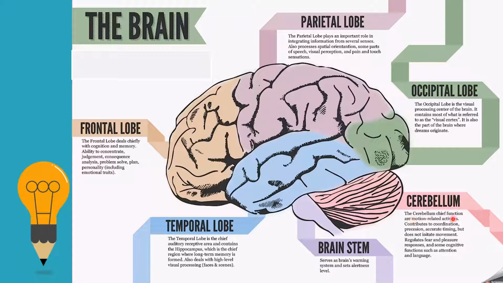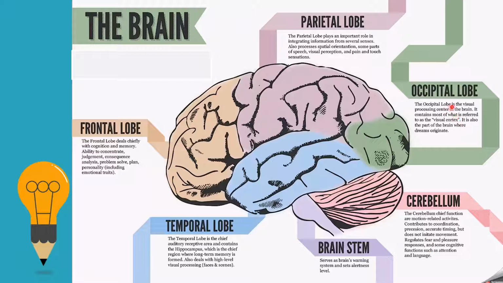So you've got the cerebellum. The cerebellum is motion related, so its functions are motion related activities. More motor skills, so it contributes to coordination, precision, accurate timing, but does not initiate movement, and regulates fear and pleasure responses and some cognitive functions such as attention and language.